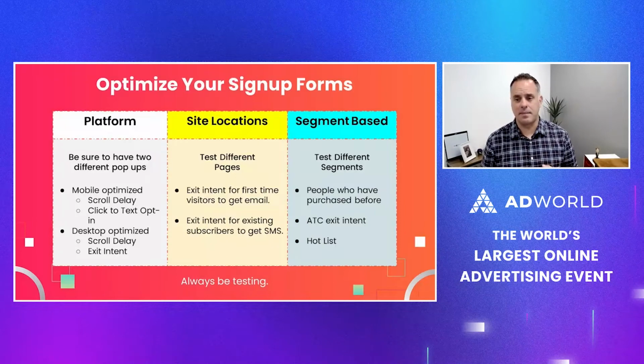Segments, test different segments. So people who have purchased before, maybe they see a different pop-up than people who haven't. A great example of that would be if they're on your email list, but not your SMS list, make them an offer to get them on your SMS list. And then hot list too. We like to carve out a segment of people who have visited maybe a specific product page 2, 3, 4 times, but haven't converted. We'll give them an additional offer to kind of push them over the edge.